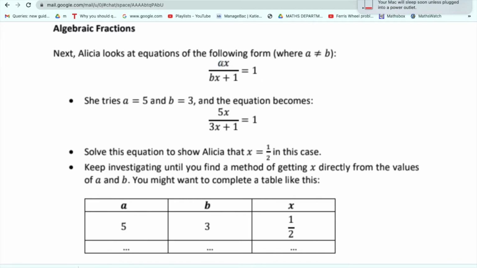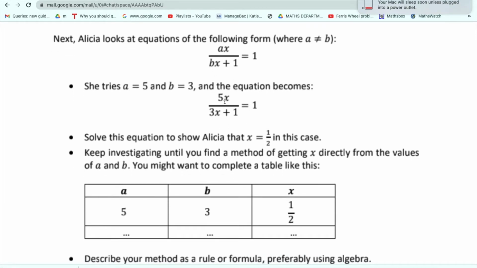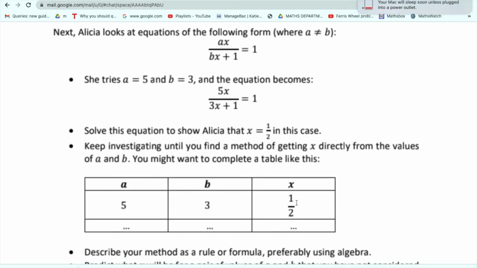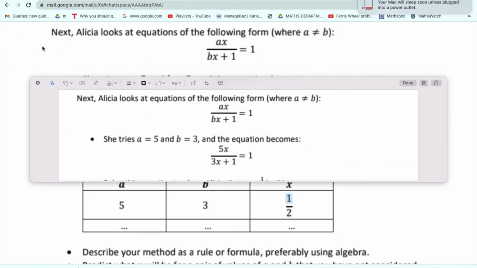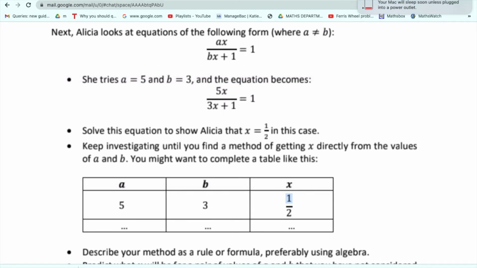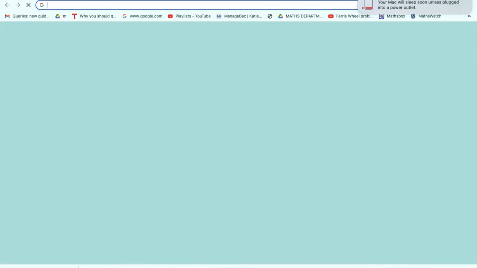This time we are changing A and B to be different numbers. So we're changing A to be 5 and B to be 3. And we get that if we simultaneously solve this, x is 1/2. Now, some of you might be wondering, well, how do we simultaneously solve this equation? So let me show you on Jamboard how we'd solve it.